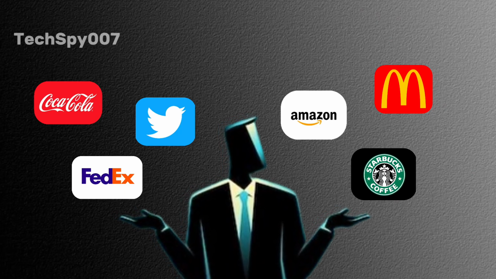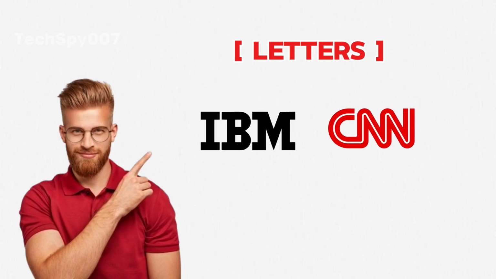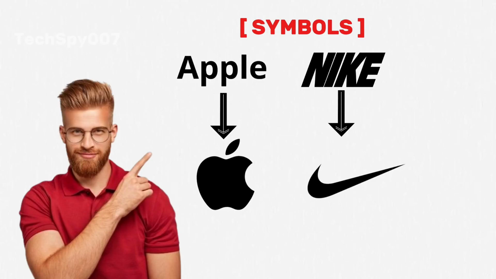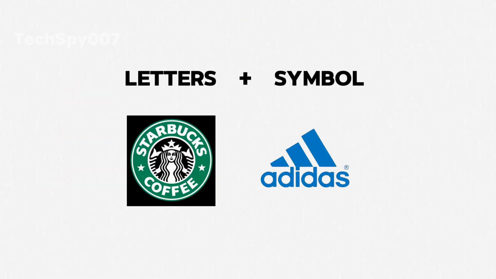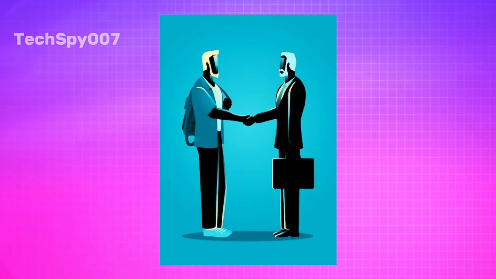Logos come in all shapes and sizes. Some are just letters, like IBM or CNN. Others are symbols like Apple's Apple or Nike's swoosh. Sometimes it's a combination of both, like Starbucks or Adidas. The key is that a logo is designed to be memorable and instantly recognizable. It's the visual handshake that says, "This is who we are."